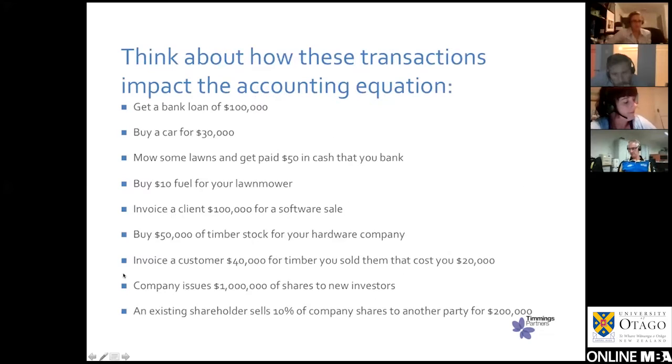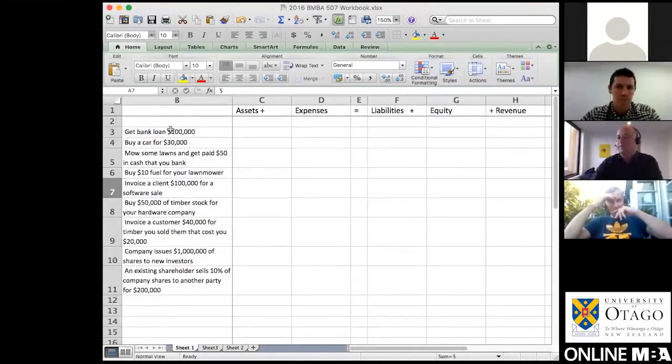So I said every transaction can fit into that equation. The first one: get a bank loan for $100,000. Tell me how that would hit that accounting equation and keep it in balance.